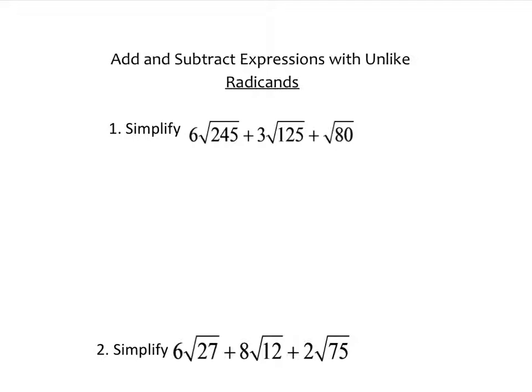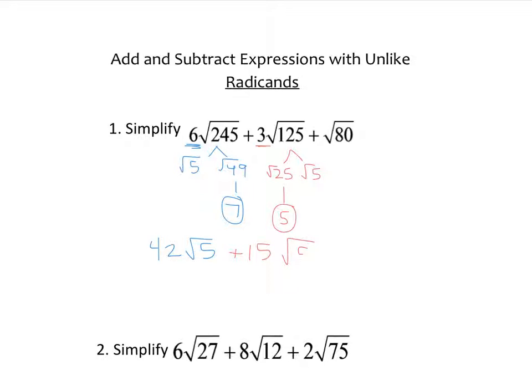So let's look at 6 square roots of 45. I'm going to break down 45 into the square root of 5 and the square root of 9, and take out the square root of 9, which is 3. And I already have a 6 in front of the radical, so I'm going to multiply 3 times 6 to give me 18 square roots of 5. Now I'm going to break down 125, and that breaks down into 25 and 5, and the square root of 25 is 5. But I already have a 3 outside the radical, so 5 times 3 is 15 square roots of 5. So, I'm seeing some like radicands here already.